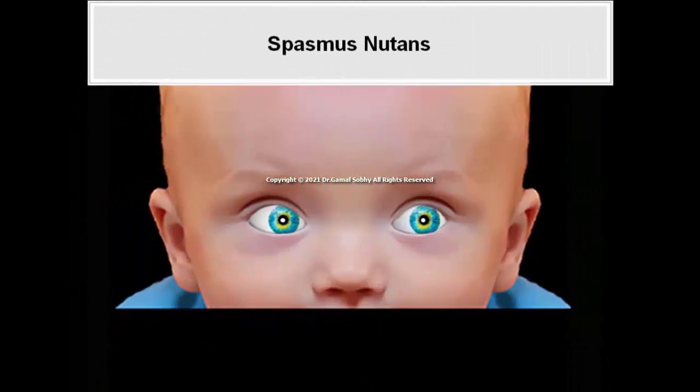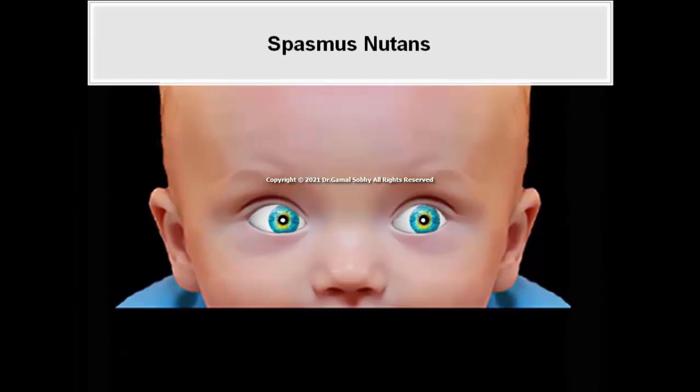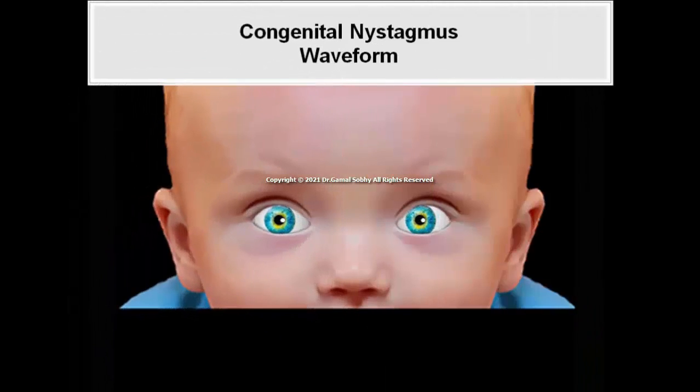Spasmus nutans is a small amplitude, high frequency, horizontal nystagmus in one or both eyes that is accompanied by head nodding. Spasmus nutans may be associated with optic nerve and chiasm gliomas, empty sella syndrome, or a porencephalic cyst.